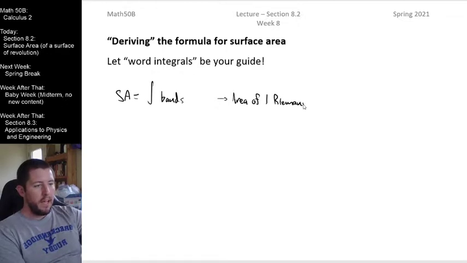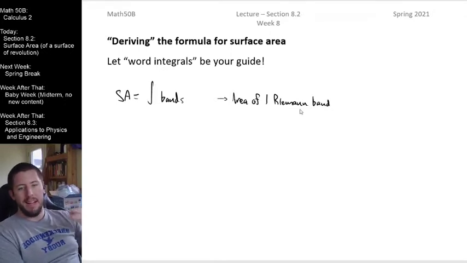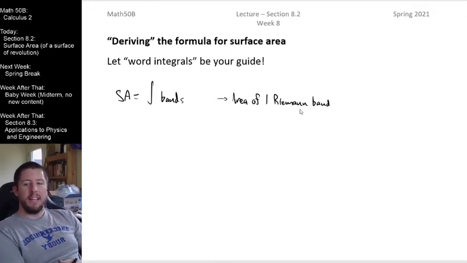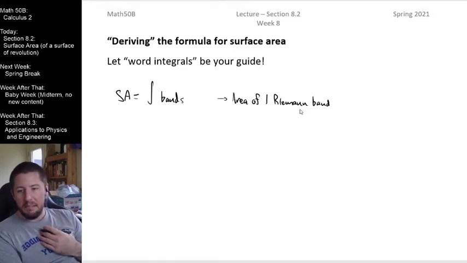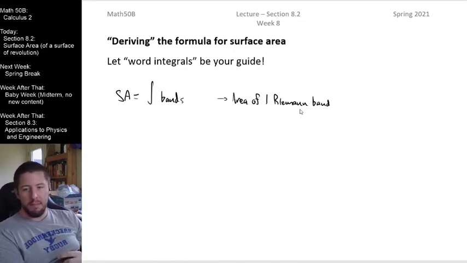And as I do, I go way overboard with my use of the word Riemann right here. But again, as I've emphasized dozens of times this semester, when I refer to something as a Riemann blank, I'm saying it is a representative object of which I plan to add up an infinite number to accrue some meaningful value to me.